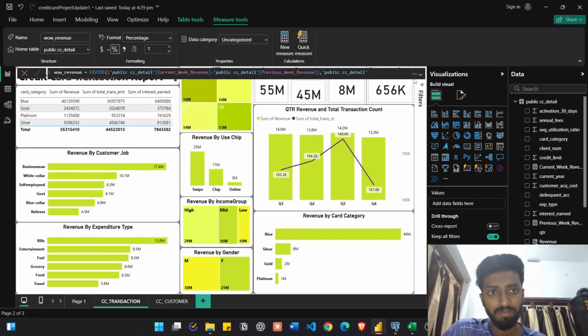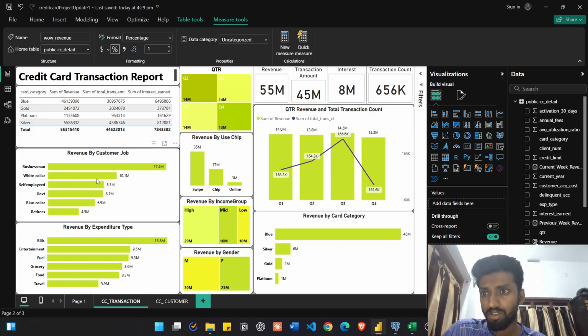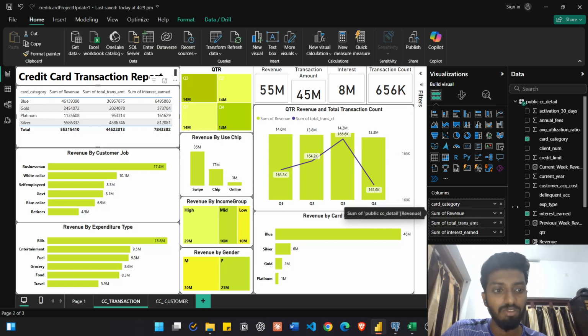So this is the first report, the credit card transaction report. It might look like too much to take in, so I'll give a glance at what each block means. Let's start from the first. This is a table I've created with four entities: card category, sum of revenue, sum of total transaction amount, and sum of interest earned. So for each card category, what's the value for revenue, transaction amount, and interest earned?